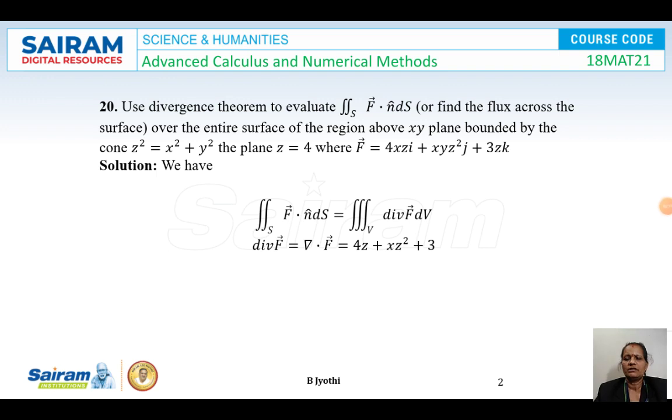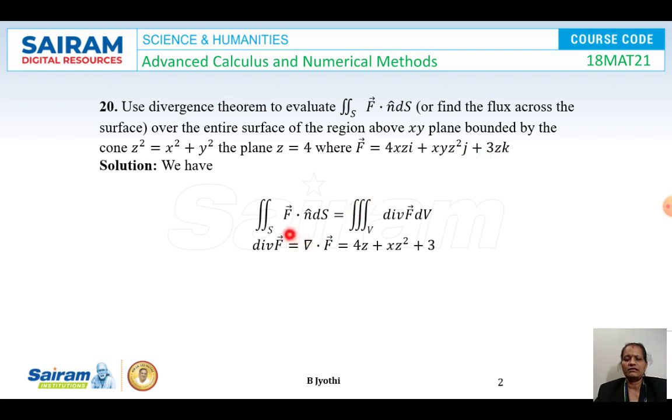In this one, use the divergence theorem to evaluate the double integral of F dot n dS, or find the flux, across the entire surface of the region above the xy plane bounded by the cone z squared equal to x squared plus y squared and the plane z equal to 4, where F is given by the vector F equal to 4xz i plus xyz squared j plus 3z k.